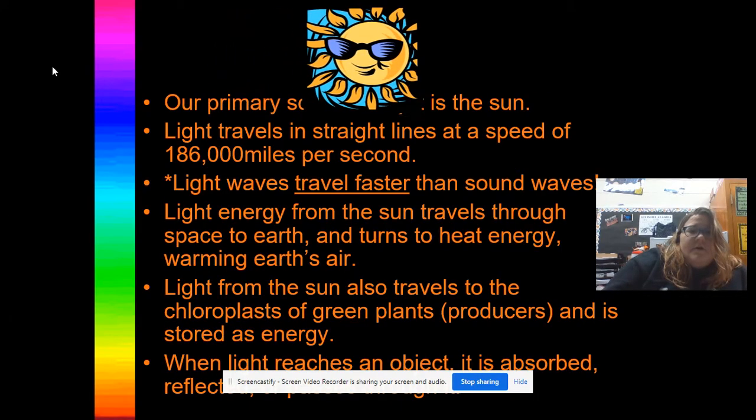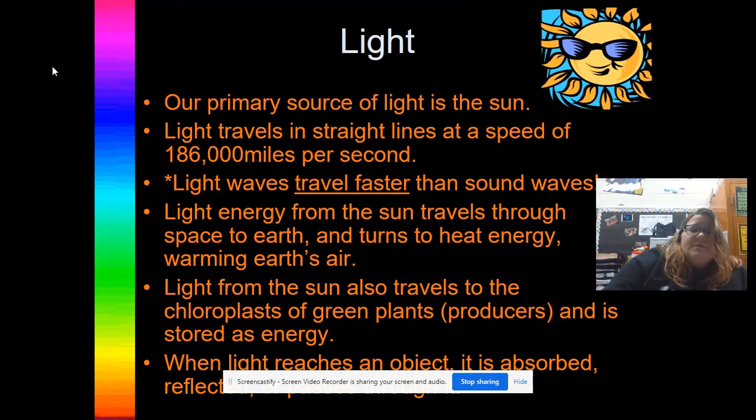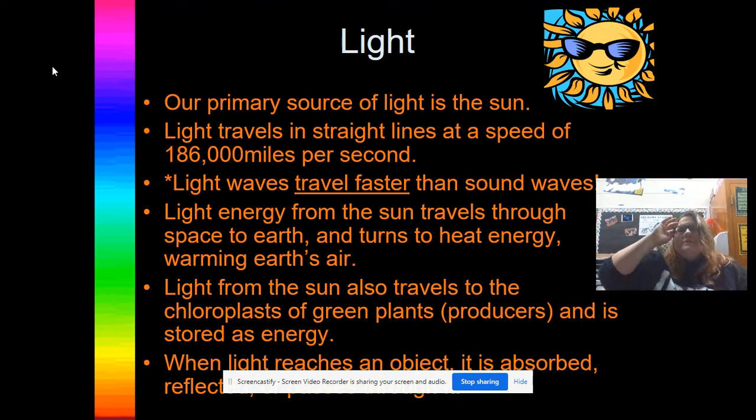All right, so we were talking about light. Answers to the questions at the beginning. Our primary source of light is the sun. Light travels in a straight line at a speed of 186,000 miles per second. Light waves travel faster than sound waves. That's why you see light and then hear thunder.